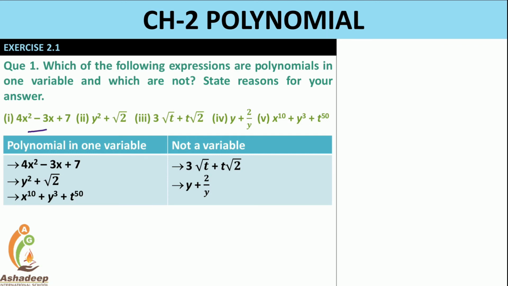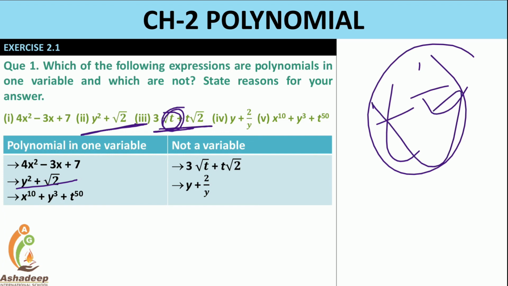So, can I say this is a polynomial in one variable? Yes, this is a polynomial in one variable. Can I say this is a polynomial? Yes. Why? Because root 2 is a constant, and the power of the variable is a whole number. That is why it is called a polynomial in one variable. Can I say this is a polynomial? No. Why? Because of the square root of t, so t to the power 1 upon 2. So this is not a valid variable term.